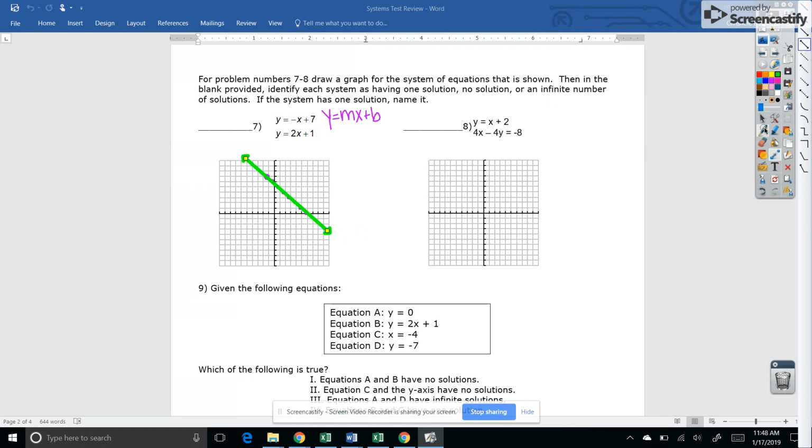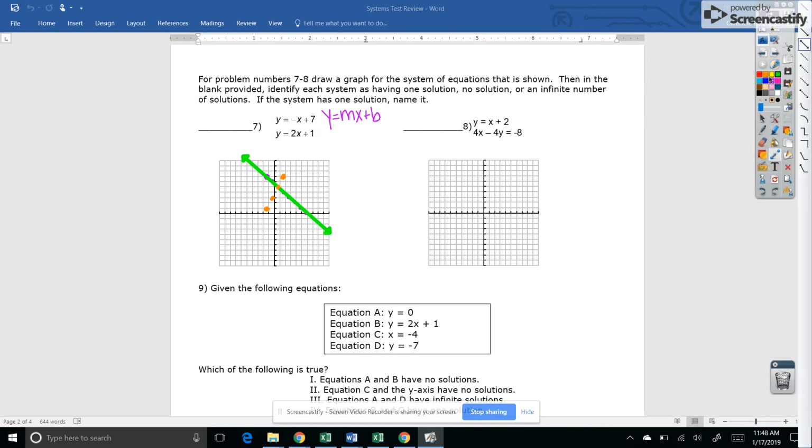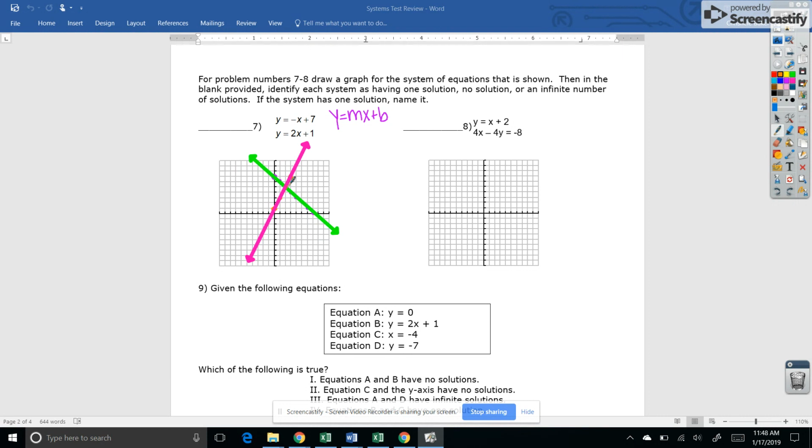and form my line. Okay, my second equation is y equals 2x plus 1. So my y-intercept is 1. My slope is 2 over 1. So up 2 to the right 1, up 2 to the right 1, up 2 to the right 1. And I'm going to also connect that, and I see that my solution is right here, which is at the ordered pair (2, 1). 2, 3, 4, 5.